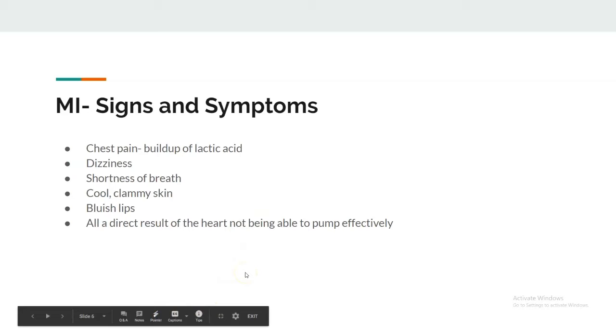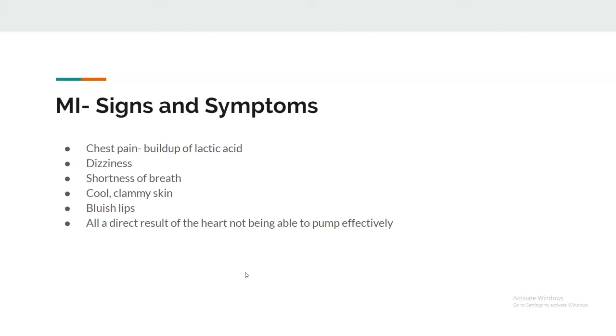So now on to some signs and symptoms. So signs and symptoms, chest pain, which I've already talked about, is due to a buildup of lactic acid. Patients also have reported dizziness, shortness of breath, cool and clammy skin. You can see that they have bluish lips. And this is all a direct result of the heart not being able to pump blood effectively.